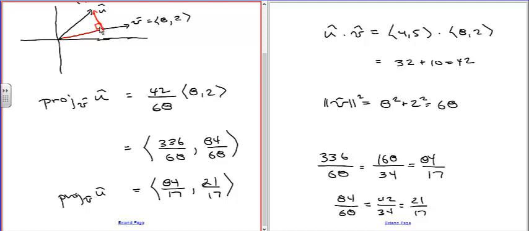Now I'm not going to ask you for what this other vector is, but the way you would get that is take vector u and subtract this vector, and that would give you that vector.